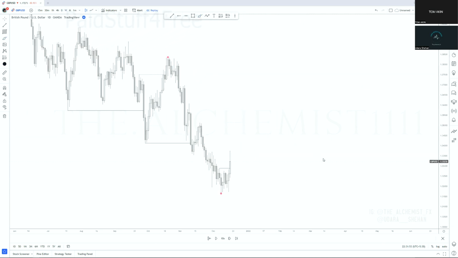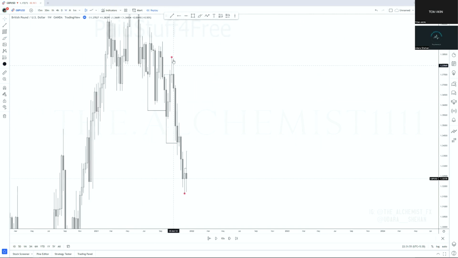Higher time frame POIs. What did we have on the weekly? Order blocks all the way up here. Can you see that? There it goes. Okay, there it goes. So we can knock out the daily.